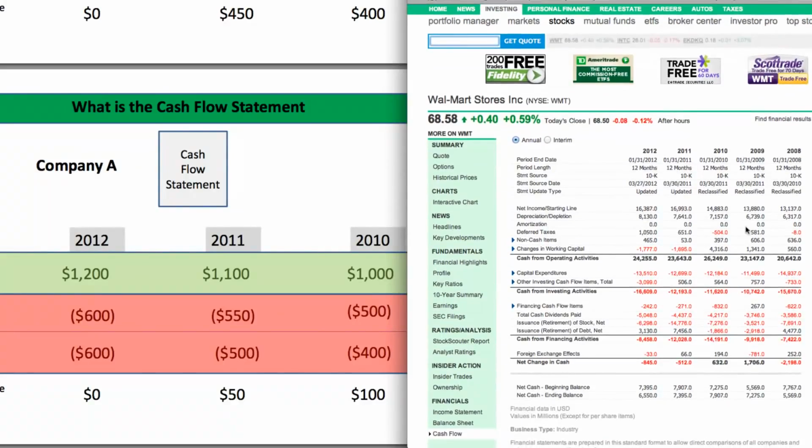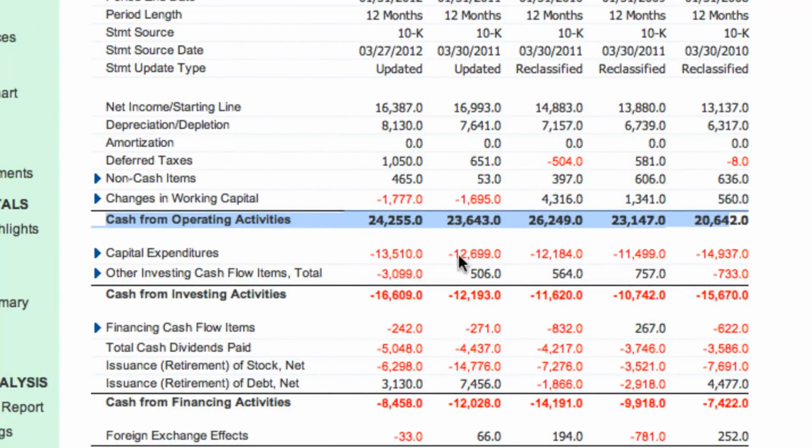When you look at the statement, it has a whole lot more numbers than what I demonstrated on the left-hand side of the screen, but the premise of this sheet is exactly the same. The first bold line of information says cash from operating activity. That's our operating activity line. The numbers are fairly profound for Walmart, and these numbers are in millions. So that's $20.6 billion, the next year is $23.1 billion, and up to 2012 is $24.2 billion. That's all the money flowing into Walmart, how much they're generating per year from their operating activities.